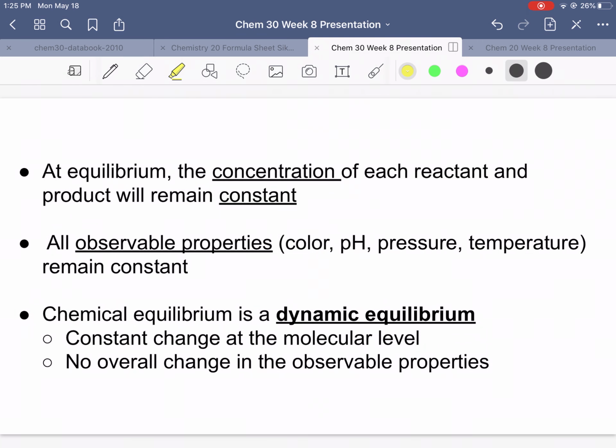Now, remember what I was just getting at. At equilibrium, you're going to hear that statement a lot. At equilibrium, the concentration of every reactant and every product remains constant. Now, I'm not saying they're identical. I'm not saying, hey, if one reactant has a concentration of 2 moles per liter, everything else has that concentration. Not at all. I'm just saying that it stays constant. It's not fluctuating. It's not going up, down, up, down.